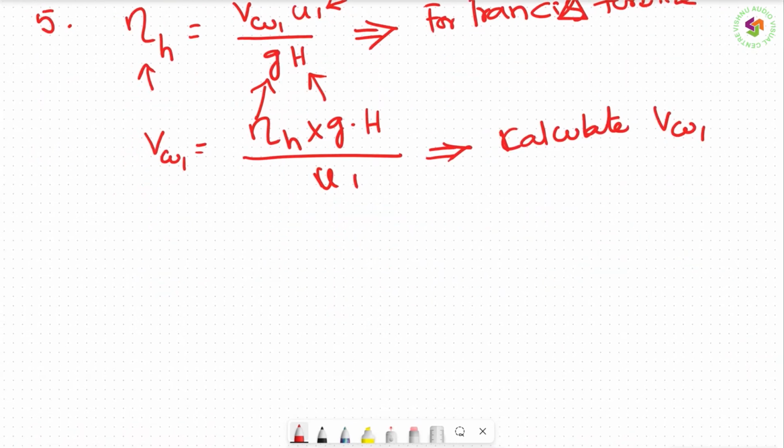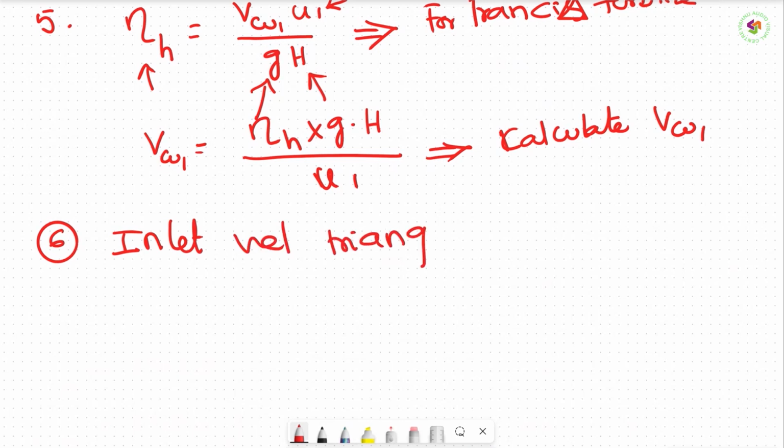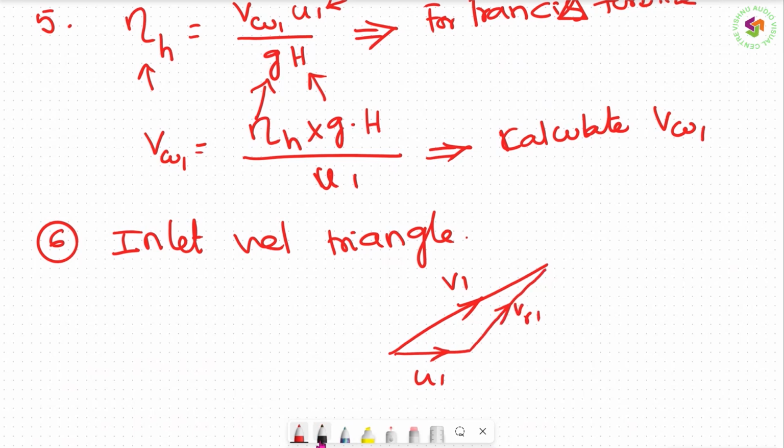Once this is over, then go to the inlet velocity triangle. If I draw the inlet velocity triangle, this is V1, this is U1, and if I join it, it is Vr1. Then if I take the components of V1 in X and Y directions, this is Vw1, this is Vf1, and this angle is theta, this angle is alpha.